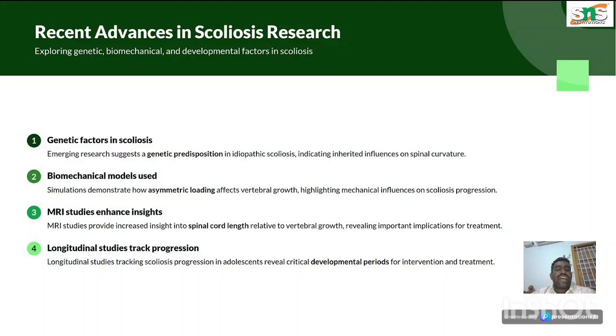The MRI studies provide insight into the spinal cord length, and that means the intervertebral disc. In the intervertebral disc, we see how much of the disc is displaced from the normal curvature to the alternate curvature. The displacement between each vertebra should be measured and marked as disc bulge. Longitudinal studies track progression and reveal critical developmental periods where interventions and treatment may be used.